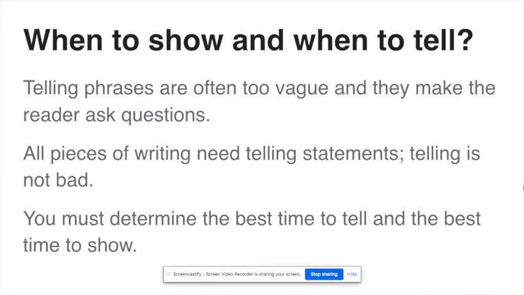One last thing to note. Telling phrases are often too vague, and they make the reader ask questions. However, all pieces of writing do need telling statements. Telling is not necessarily bad, and there are certainly going to be times when you need to be straightforward and direct. So it's up to you. You must determine the best time to tell and when to show in your writing.